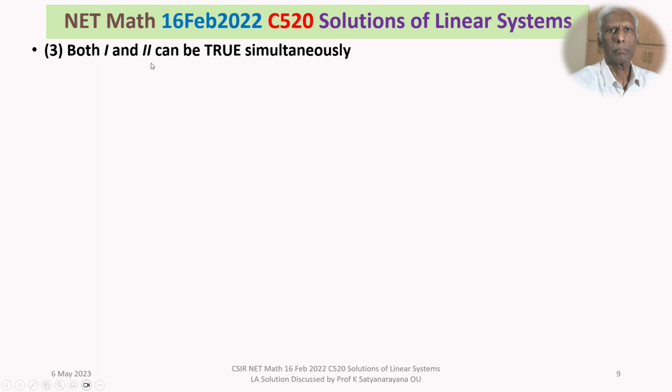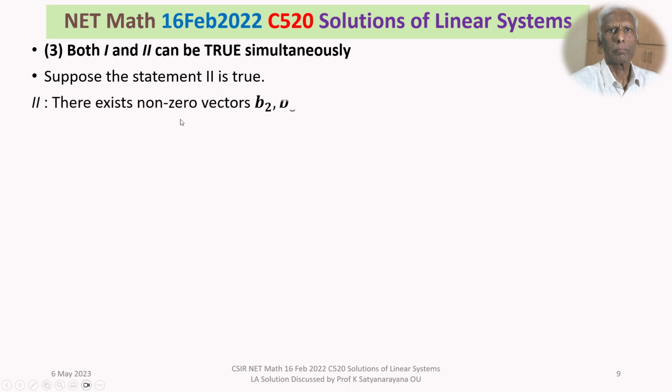Option 3. Both 1 and 2 can be true simultaneously. Here, the meaning is 1 and 2 are true in some context or in some situation, but not always. At least in one situation, it is true. So, suppose the statement 2 is true. Agreed?